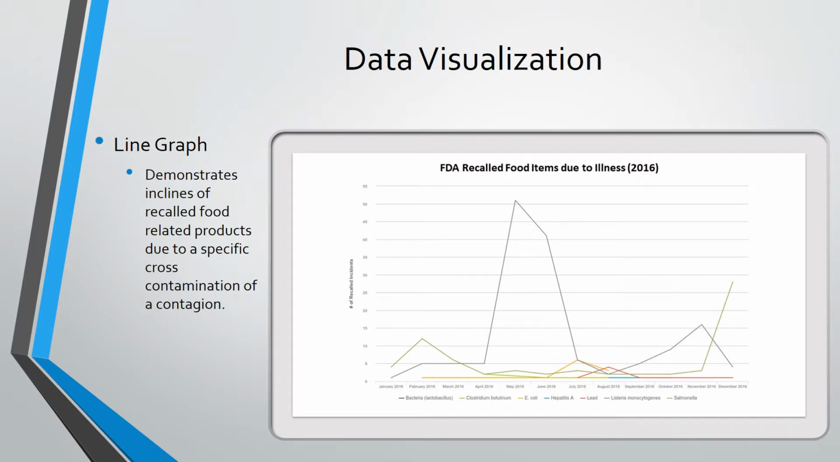The first line graph represents foods that were recalled due to cross-contamination that can cause illness. As you can see, the incline in the gray line represents that there was a spike in listeria between the months of May and June, and the green line represents a spike in salmonella in the December time frame.